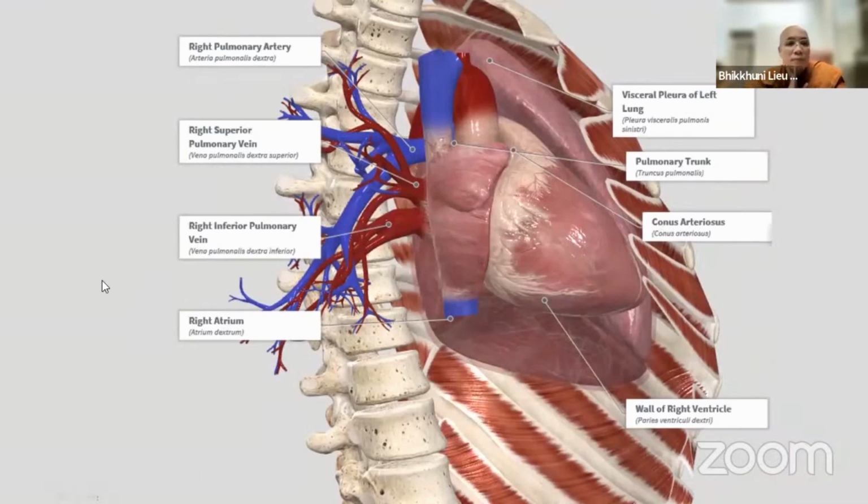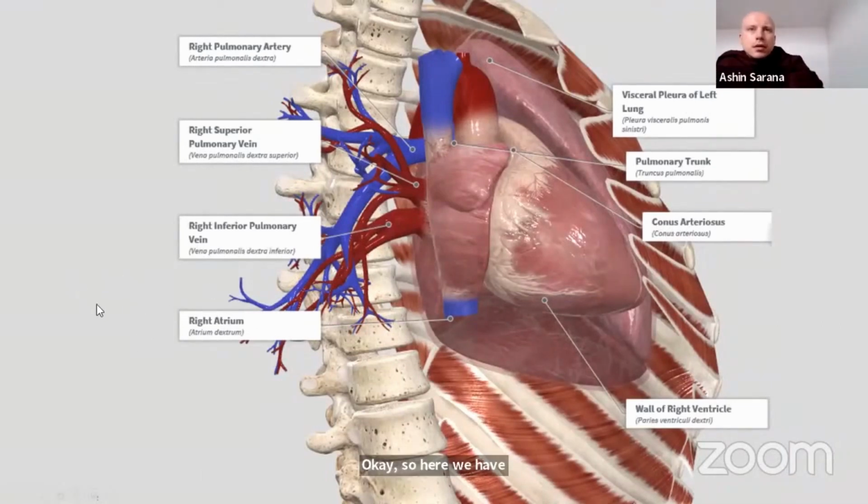Okay, so here we have some detail on how the heart looks like.